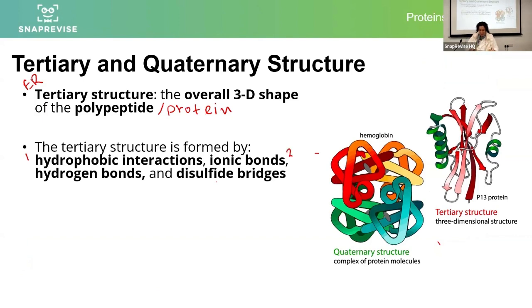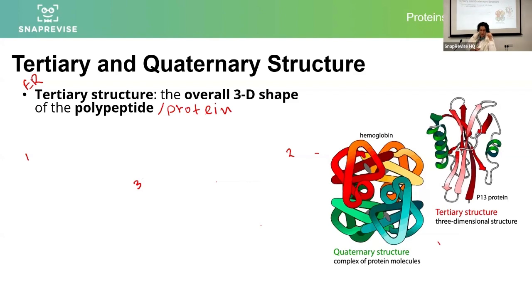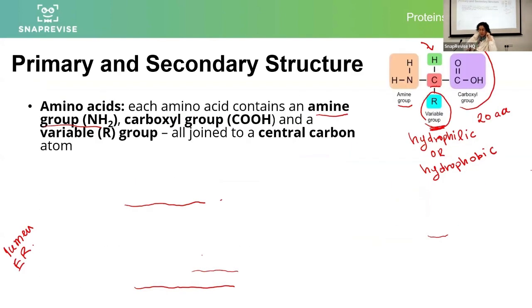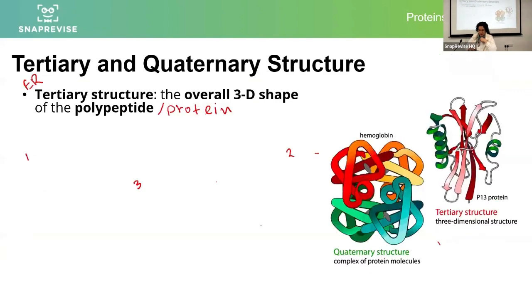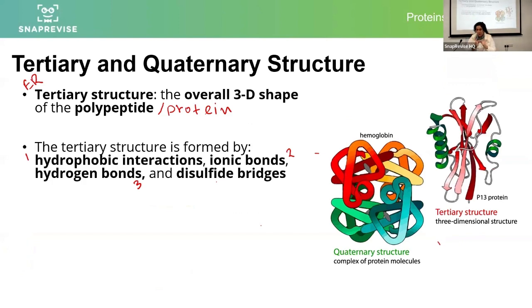Ionic bonds is a second one, because the variable R group may have some polar molecules like a hydrogen or an oxygen. Hydrogen bonds can form between hydrogens and oxygens or another atom between the R groups. So this is where the hydrogen bonds that stabilize the tertiary structure and the secondary structure differ. The ones that stabilize the secondary structure form between these hydrogens and oxygens of other amino acids, whereas the hydrogen bonds that stabilize the tertiary structure are between R groups.